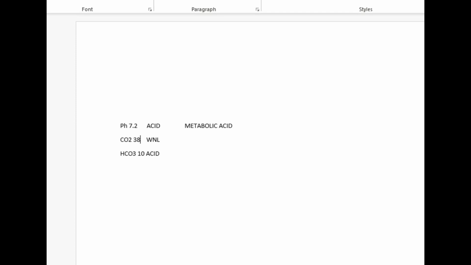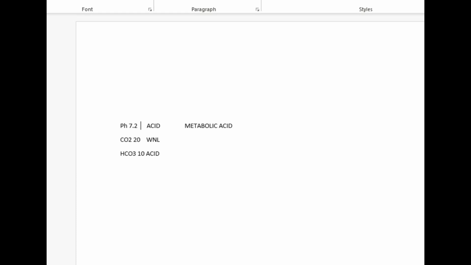Now, if it's trying to compensate, we're going to have a respiratory compensation. So if our CO2 was to completely drop, let's say to 20, remember, the further you get away from 45, the more alkaline CO2 becomes. And it's trying to adjust. So say that number was 20. Then I can say we have metabolic acidosis with partial compensation.